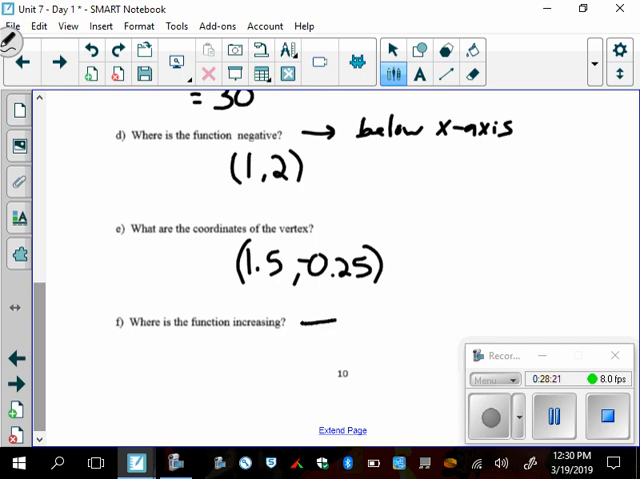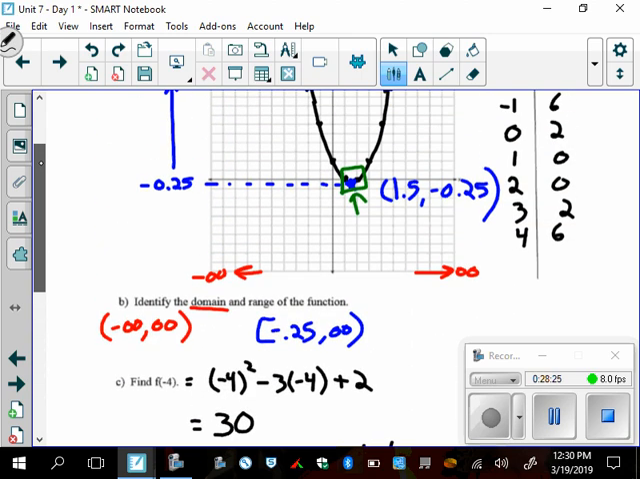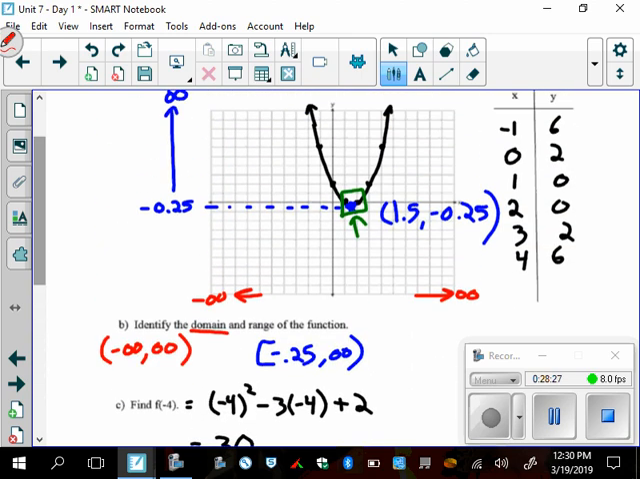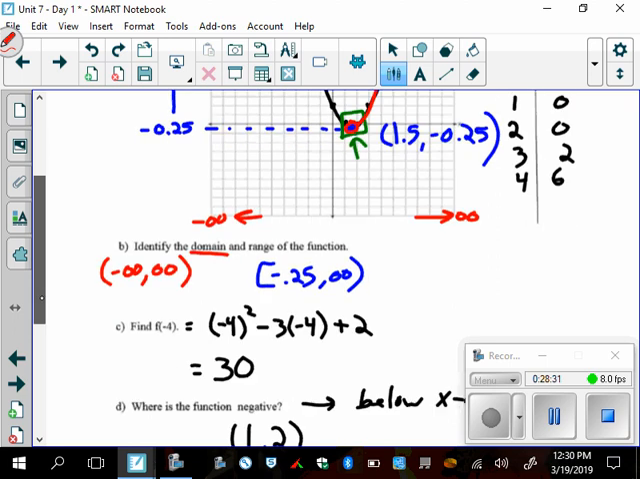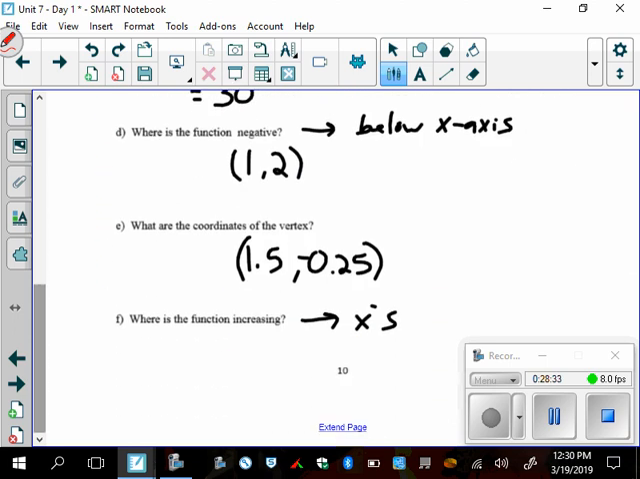And it asks where it's increasing. I want x values. Okay, don't give me the y values for this. So if I'm looking for increasing, right here is where it stops, and then it increases forever to the right of that. So I would accept x is greater than 1.5 or 1.5 to infinity. I'm not including the 1.5 because this is where it stops.